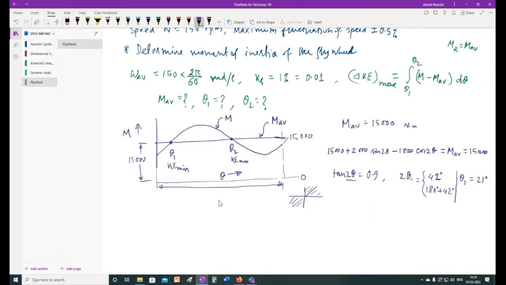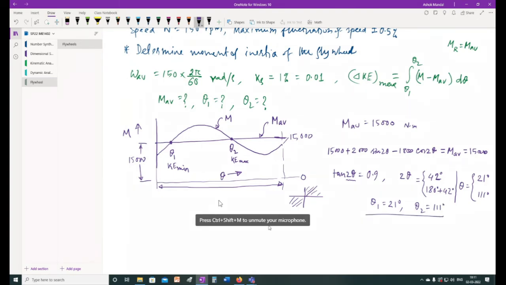This is 2 theta. Okay, we have to find out theta, right? Yes. Let us first write down the values of theta. Theta has now two values. One is 21 degrees, another is 90 plus 21 degrees. So 21 degrees is theta 1 and 111 degrees is theta 2. Once we have these values, can we now find out the maximum fluctuation of kinetic energy?